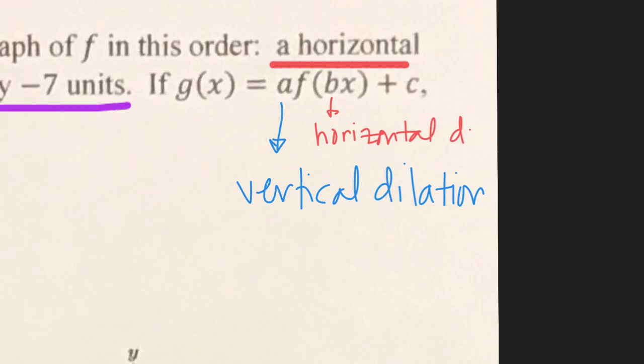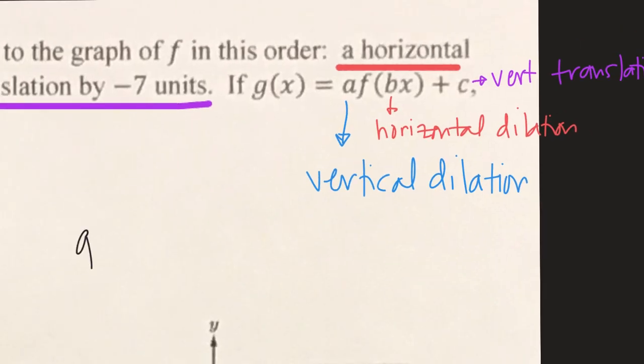Your horizontal dilation. And then C represents your vertical translation. Okay, so we have translations and dilations. So in this order, g of x is equal to f of something x.